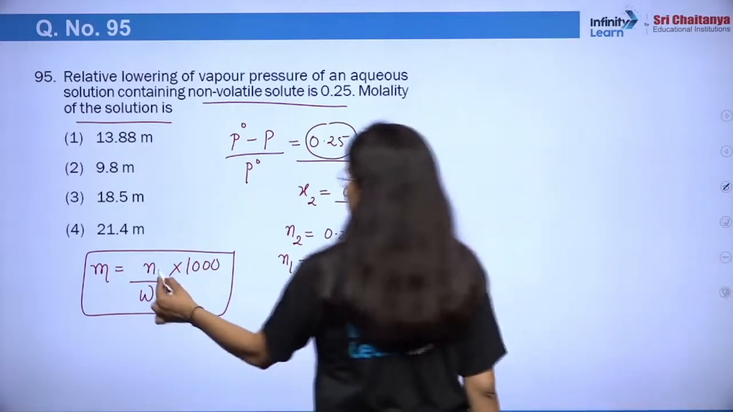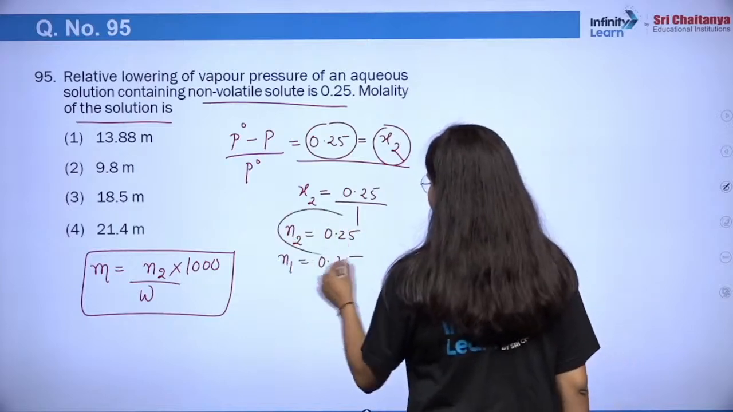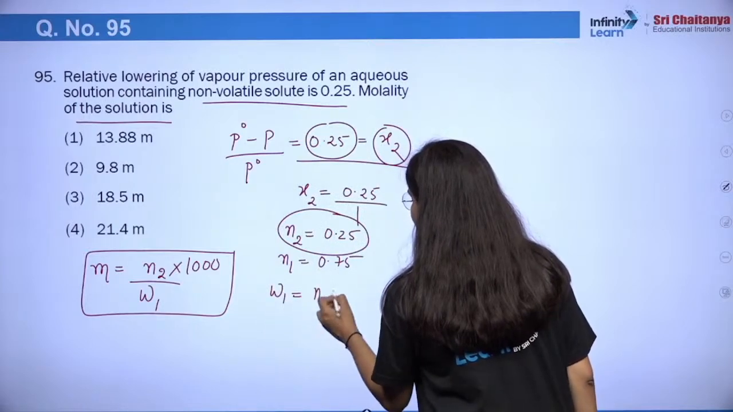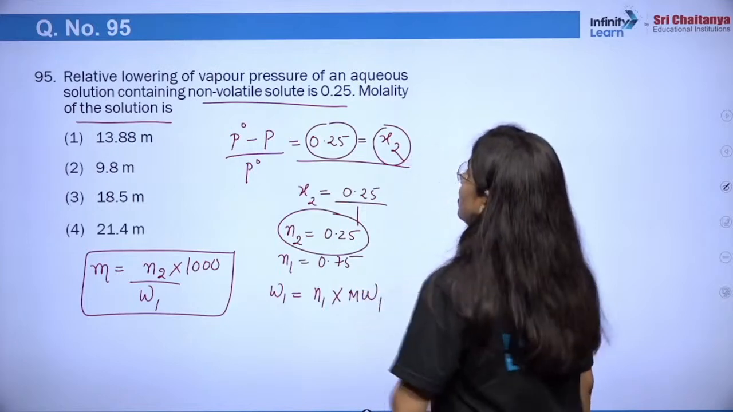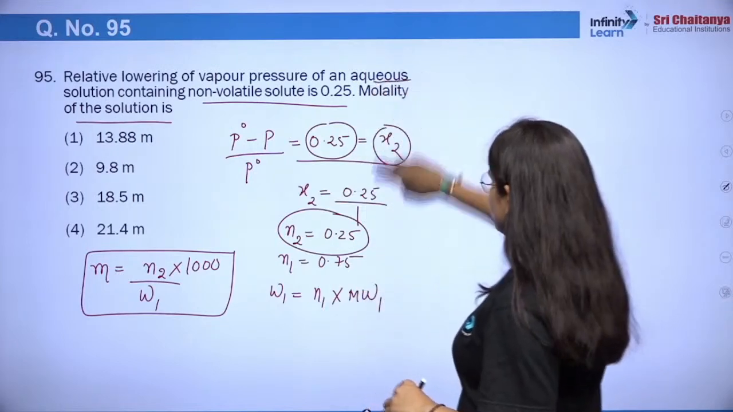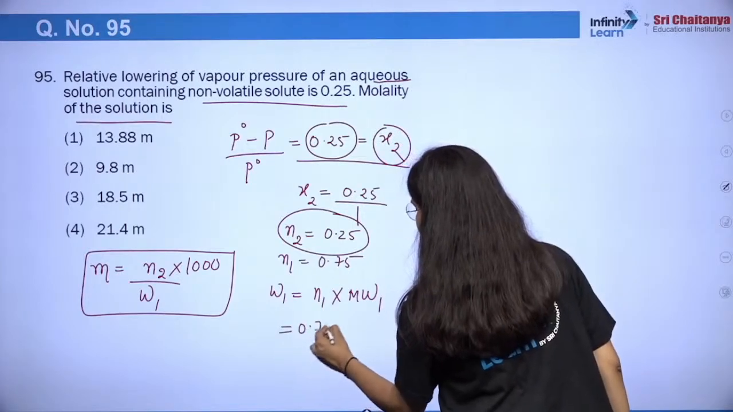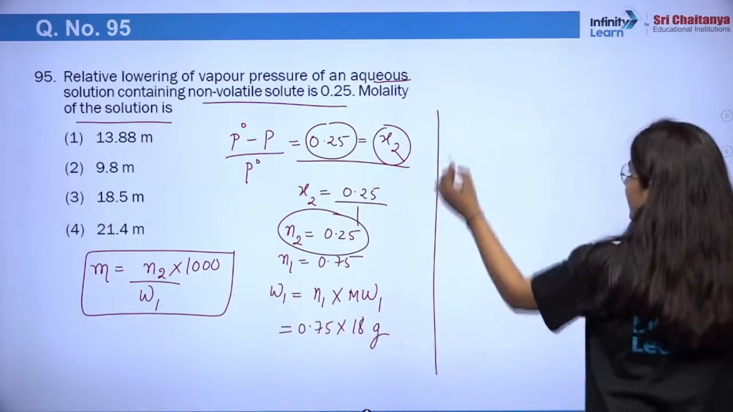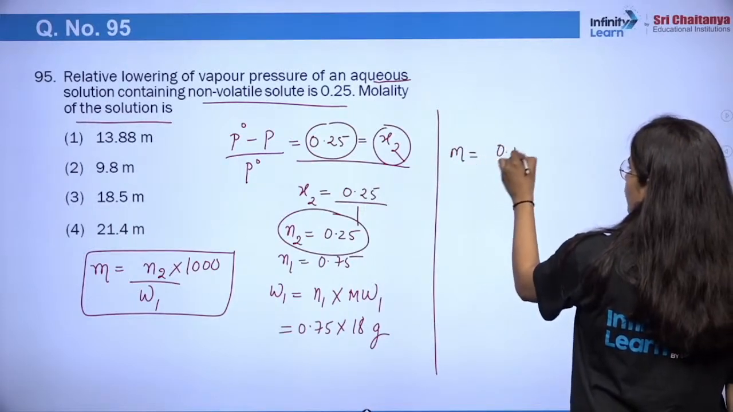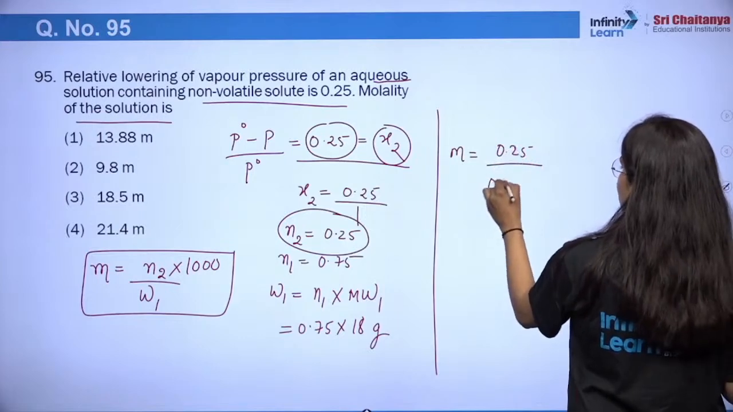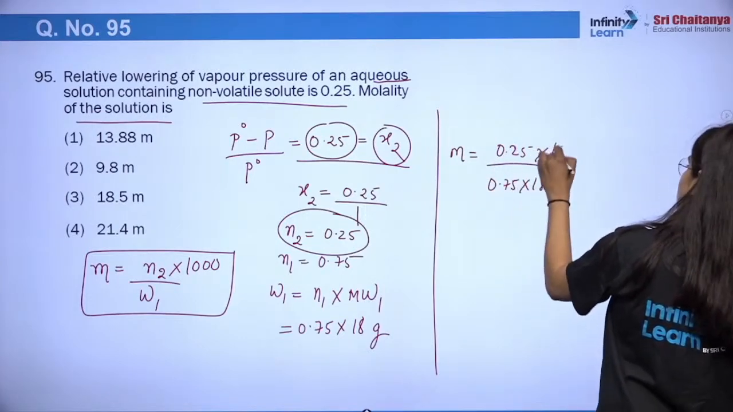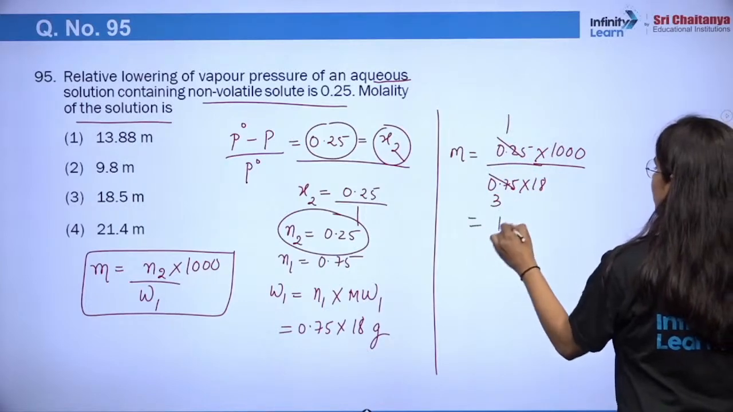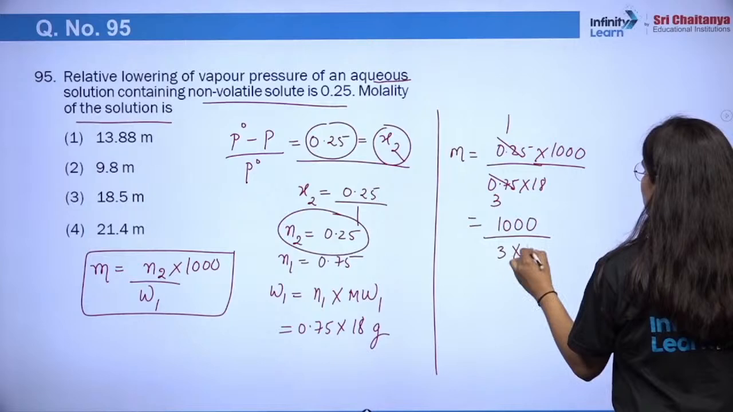Now I need to calculate molality, I need N2, N2 I got directly. This is W1, weight of solvent. From here I can calculate W1. W1 will be equal to N1 into molecular weight of 1. Aqueous solution is given, so this is water, so it will be 0.75 into 18 grams. After substituting here, what will I get? Molality is equal to 0.25 divided by 0.75 into 18 into 1000. This will give me my final answer. It will be approximately 1000 by 3 into 18.